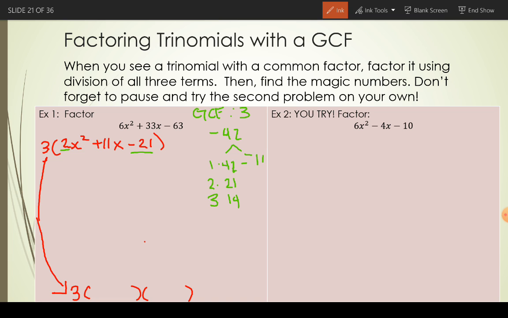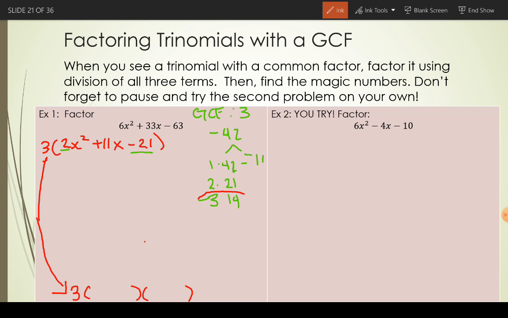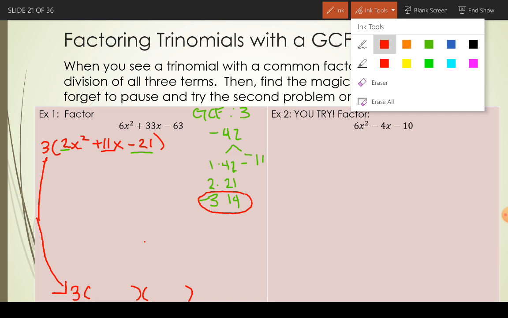We need negative 42. So if we put a negative 3 there, now negative 3 times 14 is negative 42. And also negative 3 plus 14 is 11. Okay, so these are our two magic numbers. So we're going to replace our 11x here in our trinomial with negative 3x and 14x, just like this.